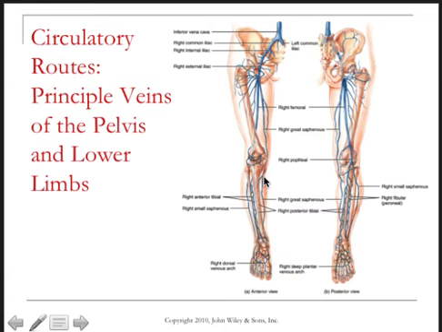Okay, heading up, you've got the great saphenous, and eventually that is going to join up with the femoral. Okay, they will become now the right external iliac. It will join the internal iliac, and then it will become the common iliac, and then feed into the inferior vena cava. Posterior view, you get a better look at the fibular and the small saphenous, but essentially the route is the same. Okay, so that's just a few of the major vessels.